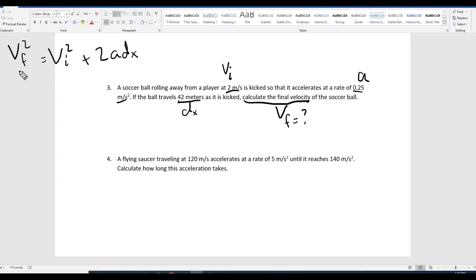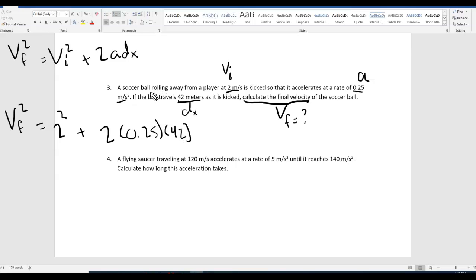Okay, so if I want to get v final by itself, I'm going to start by plugging in what I know. I don't know vf, so I'm going to leave that in. vf squared equals vi squared. I do know vi is 2, so that's going to be 2 squared. By the way, when you're plugging into the equation, make sure that you don't plug in the units, otherwise it gets more complicated than it needs to be. So this is 2 squared plus 2, a is 0.25, and then dx is 42.